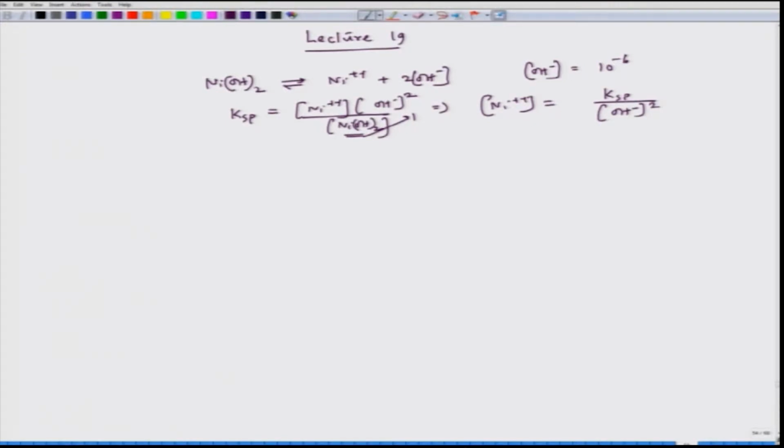So, now we know Ksp is 1.6 × 10 to the power minus 16, and here 10 to the power minus 6 squared. So, it ends up 1.6 × 10 to the power minus 4. I am just putting the concentration unit, which could be mole per centimeter cube.